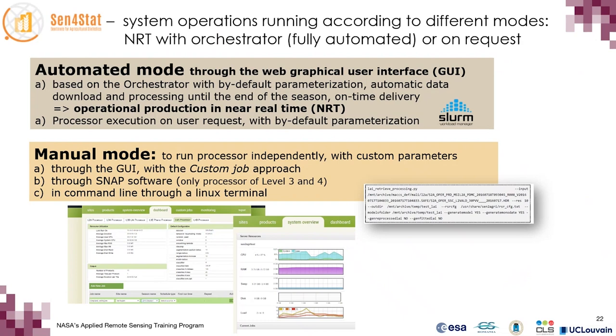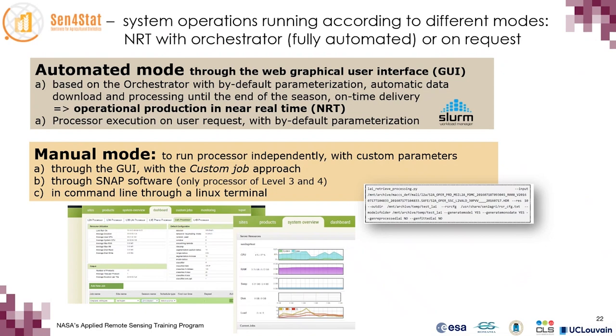The system operation that we have been running, as illustrated before, can actually operate in two different modes: in near real time, using the orchestrator, or on request. The automated mode, which is configured from the web graphical interface, will make use of the orchestrator to run automatically based on the default parametrization.